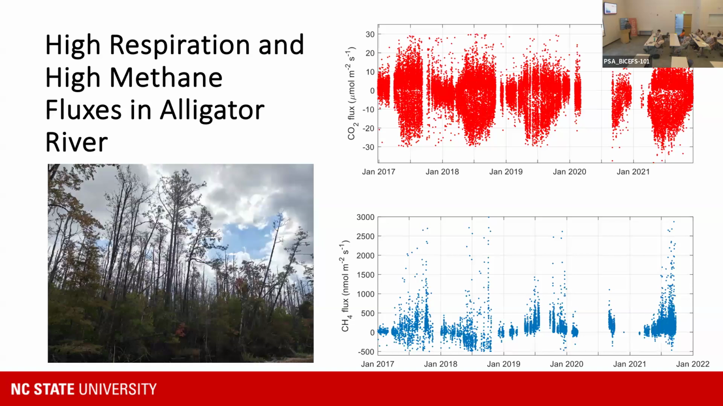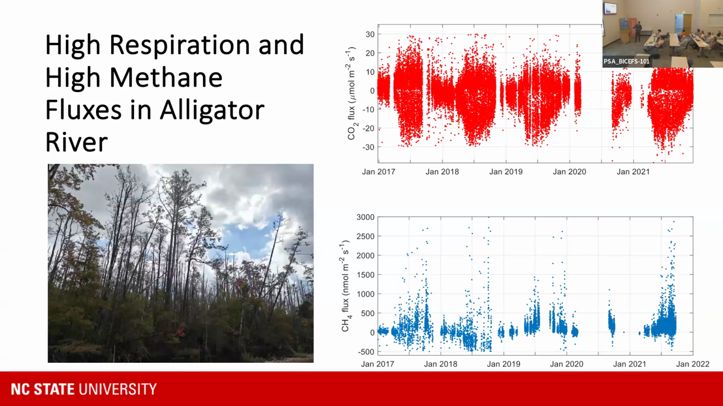And we also know from the tower data that there's very high respiration, high CO2 fluxes in the Alligator River site. So this is from the flux tower that John King and Maricar maintain. There are some gaps here due to power issues. We have solar panels, and sometimes the solar panels are not working at their best capacity. So that's why you see some gaps here.